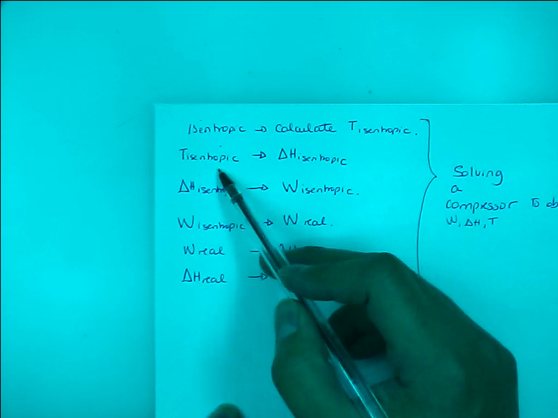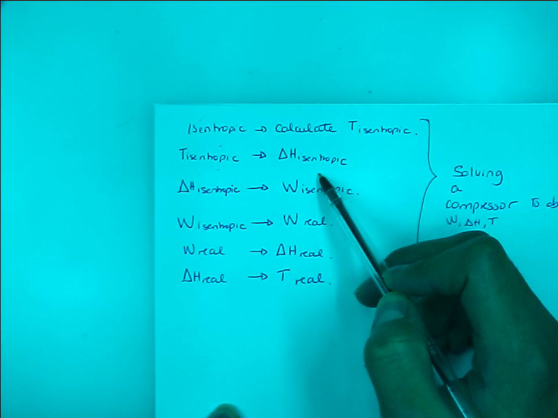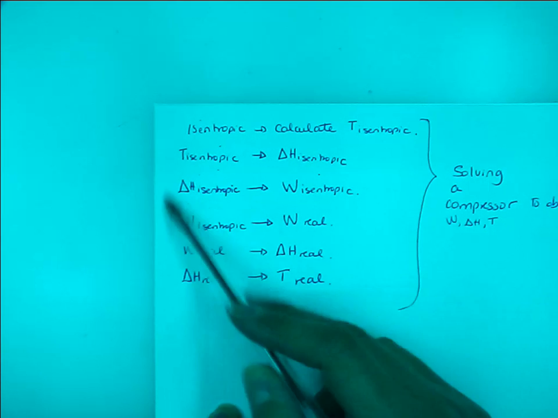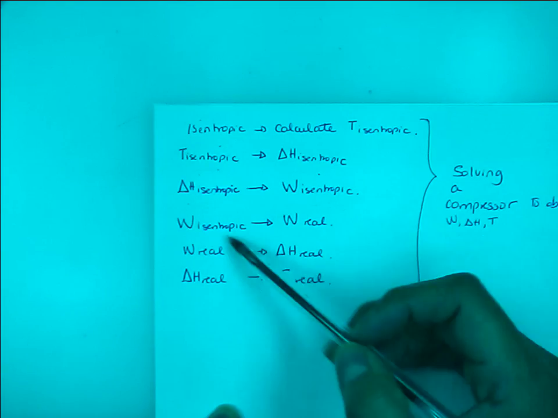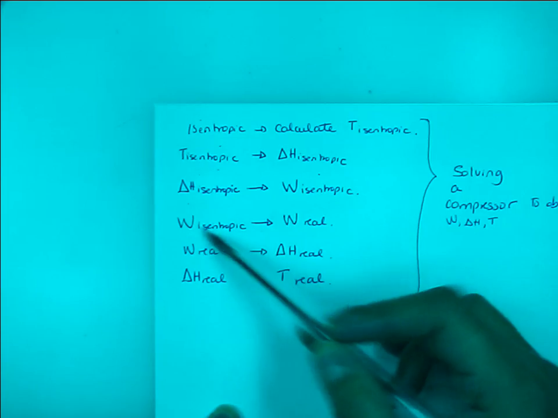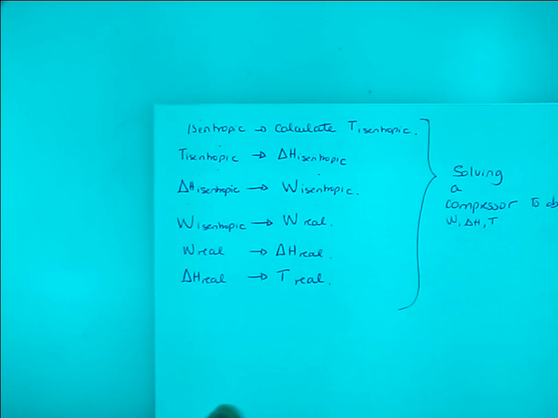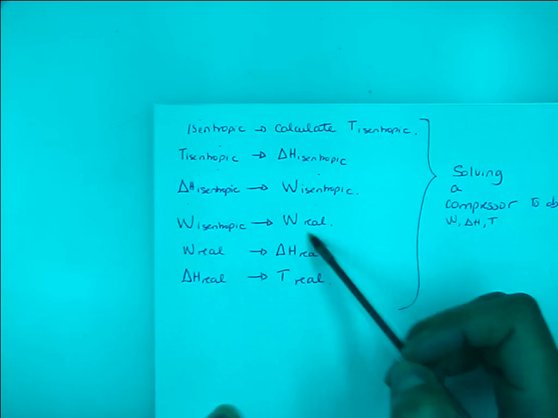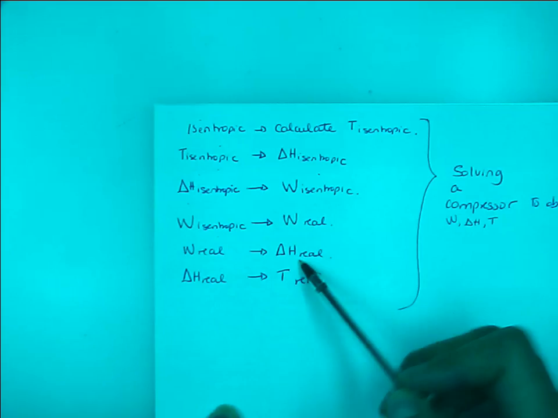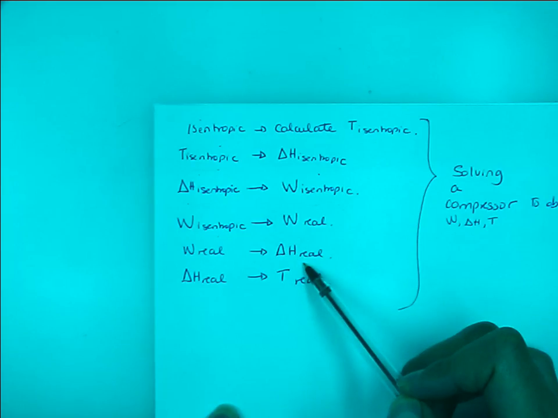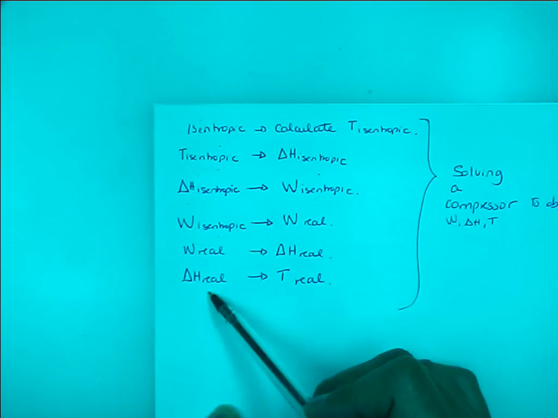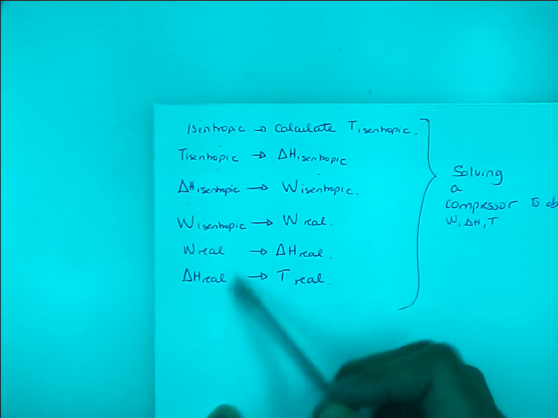And then from the real work, we went back using again the energy balance, and we obtained this time delta H for the real system. And then using the property equation for fluids, we went from the delta H to the real temperature. So we have work, delta H, and temperature for the real conditions. This was solved for a compressor to obtain work, delta H, temperature. So in this system, we can solve it for different things. Anything from this set of equations can be the unknown, and you should be able to obtain it as long as you have enough variables defined in the other system.